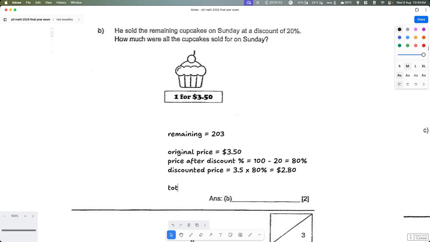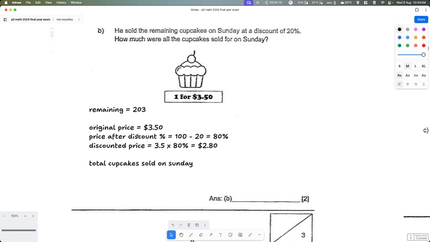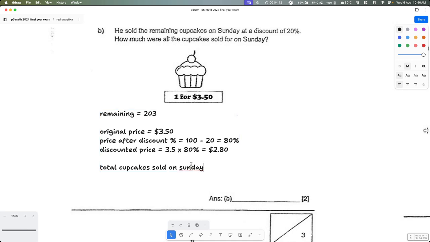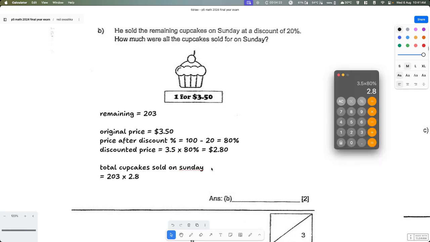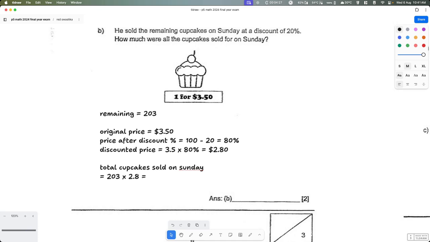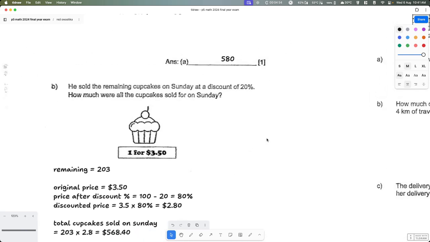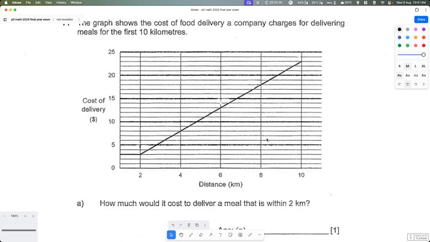So total cupcakes sold on Sunday is basically 203 times 2.8. Multiply by 203, and this will be $568.40. There you go, that's the answer, $568.40. Let's move on to the next question, question 11.